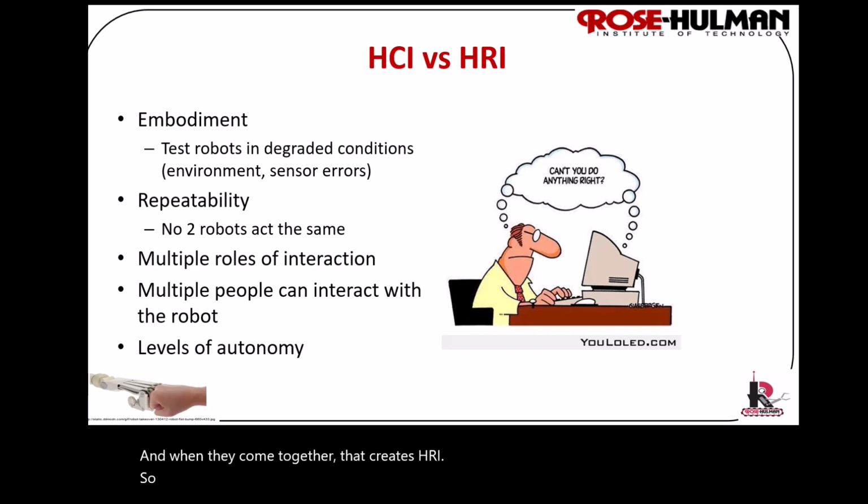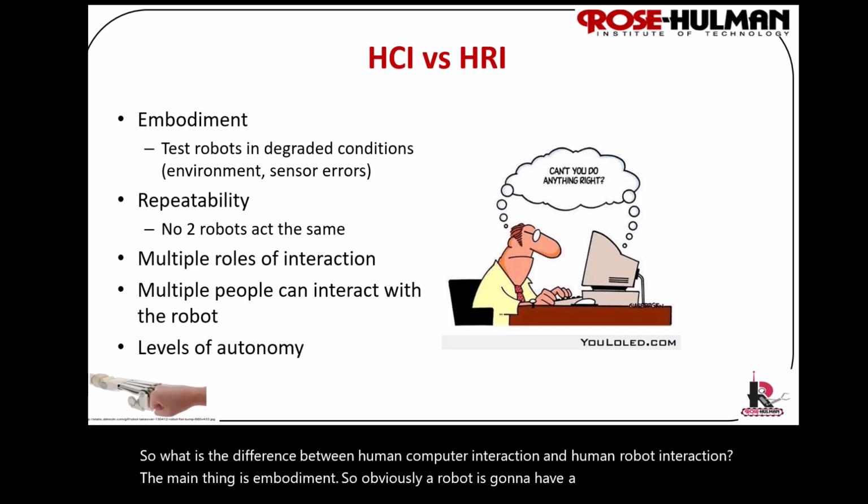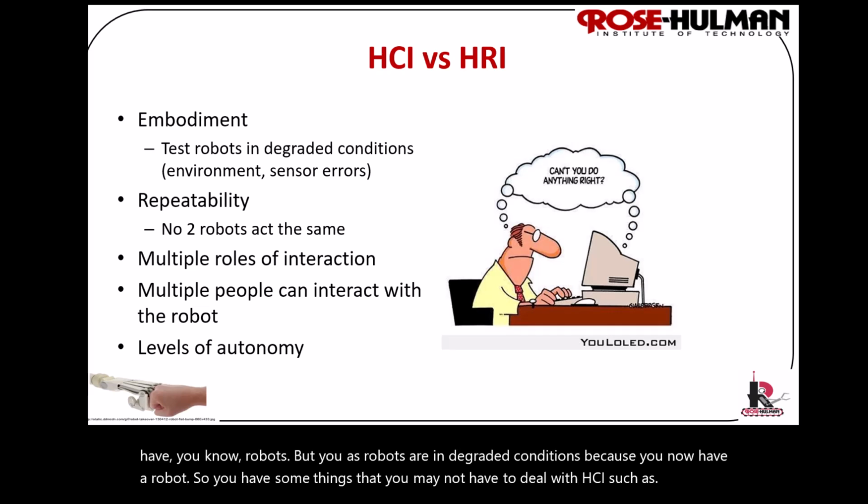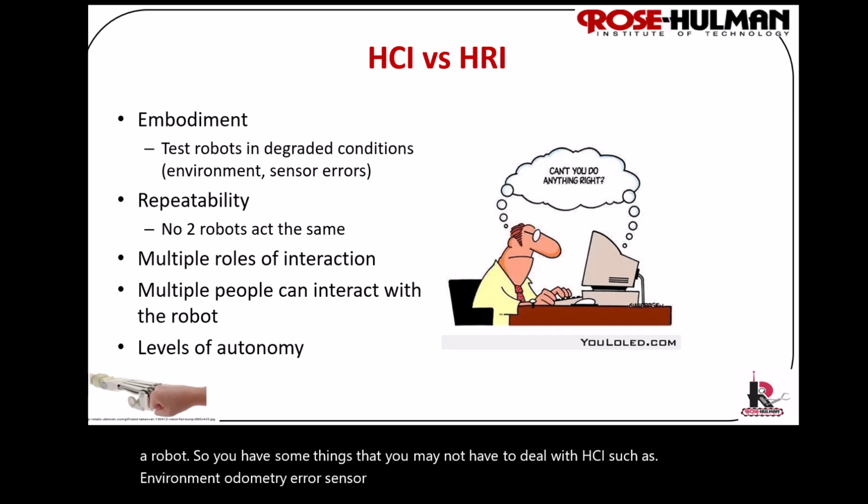So what is the difference between human-computer interaction and human-robot interaction? The main thing is embodiment. So obviously a robot is going to have a body. Robots are in degraded conditions because you now have a robot. So you have some things that you may not have to deal with in HCI, such as environment, odometry error, sensor error, mismatched motors, sensor failures, repeatability. If you have more than one robot, they may not respond the exact same way. Even if they have the same model, they won't be exactly the same. Their sensors may not behave exactly the same.